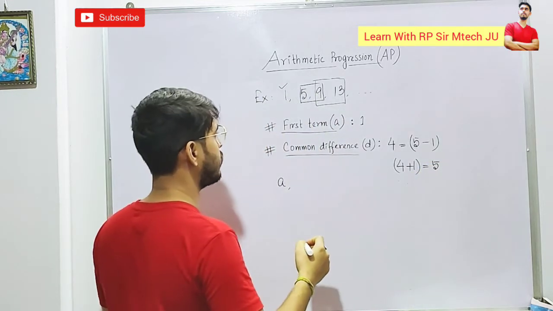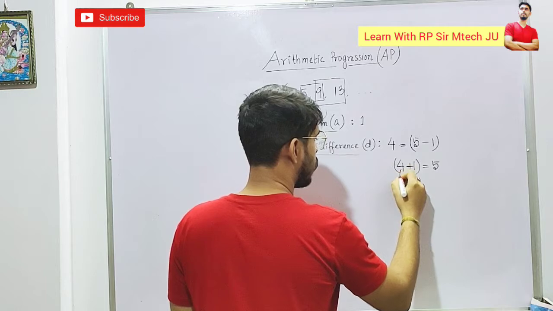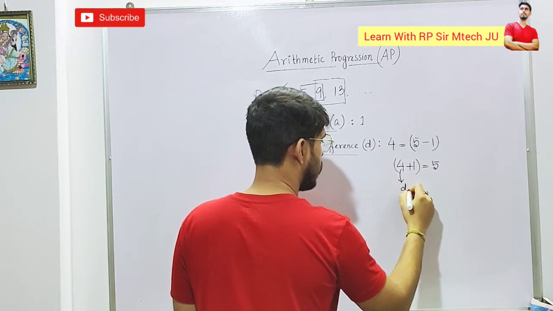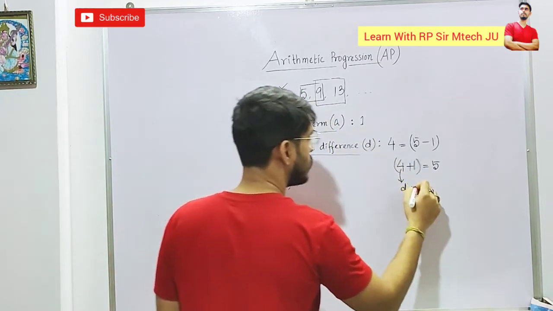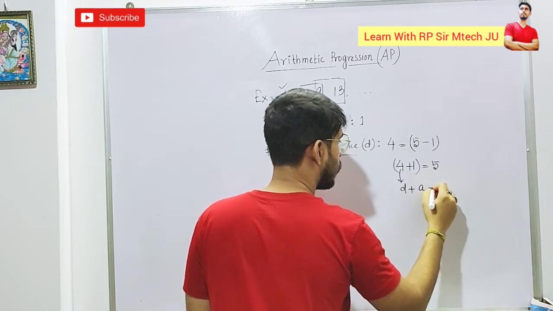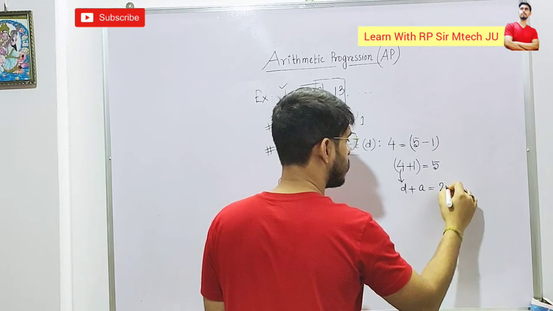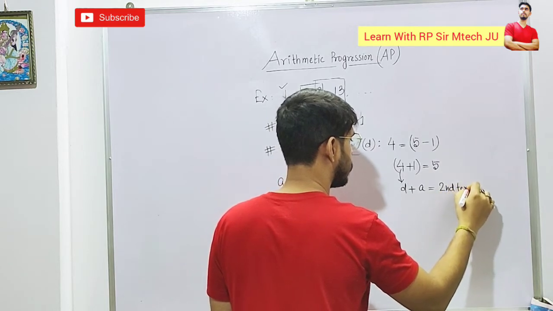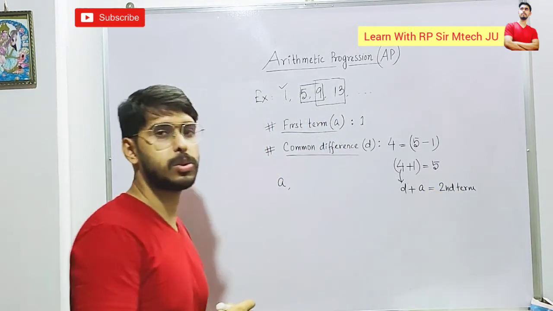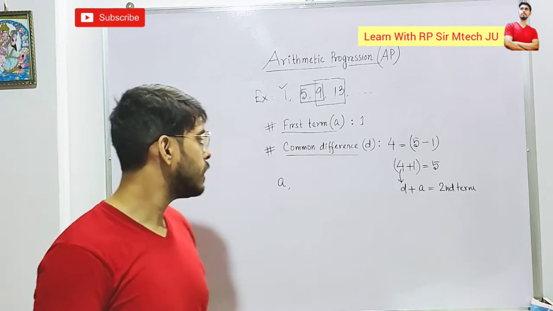So, what do you mean by this? That means what is this 4? This 4 is D. Plus, what is the 1 here? 1 is A. That is equal to 5. What is 5? The second term. That is the second term. That is also a correct thing, right?